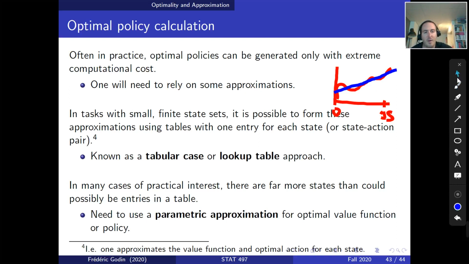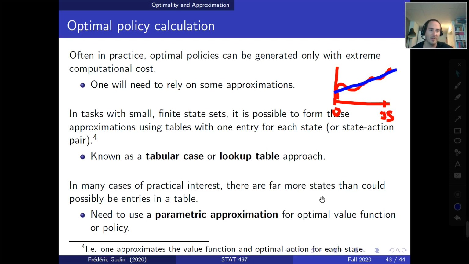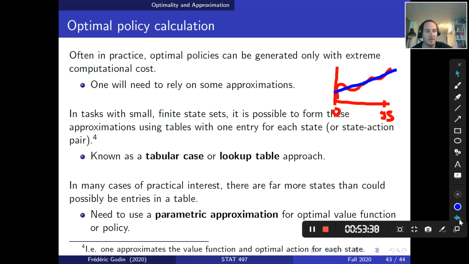For most of the course, we'll consider the lookup table approach because it's the easiest one to explain. But in practice, for problems of interest, we typically have to rely on approximation. By the end of the course, there's one chapter fully dedicated to these approximation techniques. If some of you want to become professionals in reinforcement learning, you'll have to know how to handle the second case here.